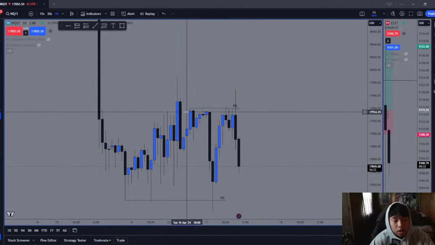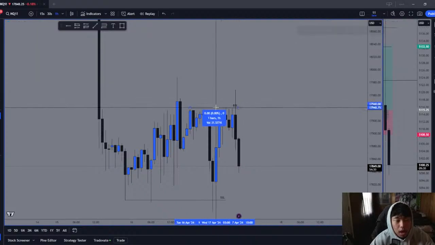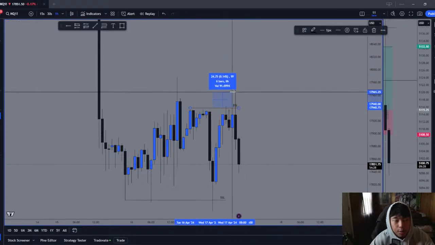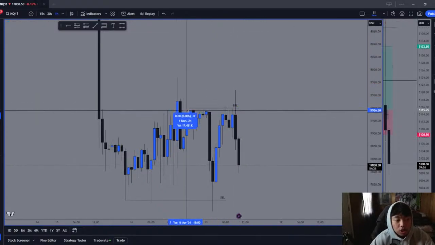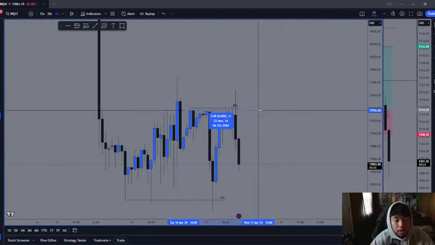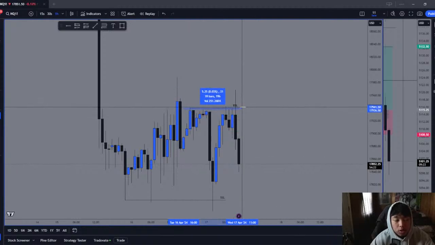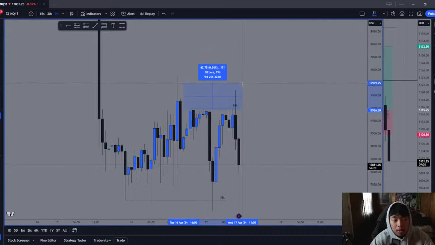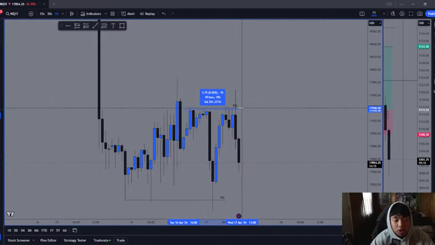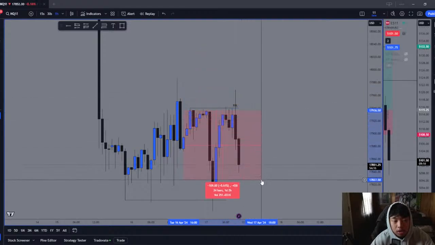This is tricking all the retail traders that, oh yeah, we broke up, we're about to come back. This is just to trick the retail traders. This was resistance. This was resistance. Price manipulated up, came back down, tapped it, tricked all the buyers, and then now it's dumping.